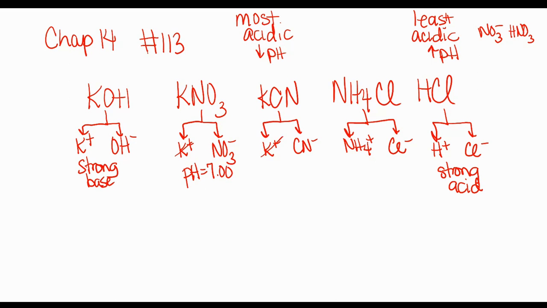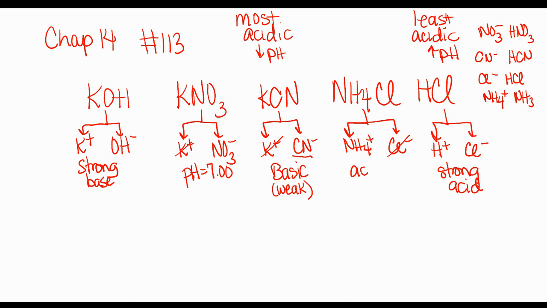K plus, we'll ignore. CN minus is the conjugate of a weak acid, so that's going to have basic properties, but it's going to be a weak base. Cl minus, conjugate of HCl, so that one's neutral. And NH4 plus, conjugate acid of a weak base, so that's going to be acidic, but weak.